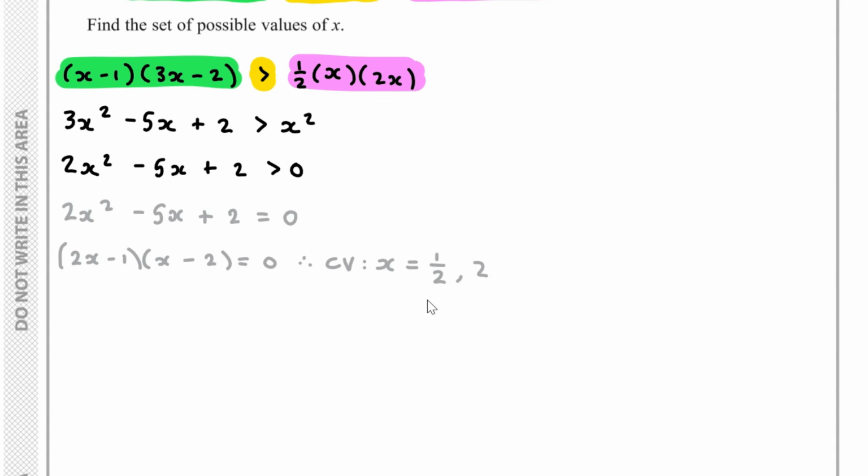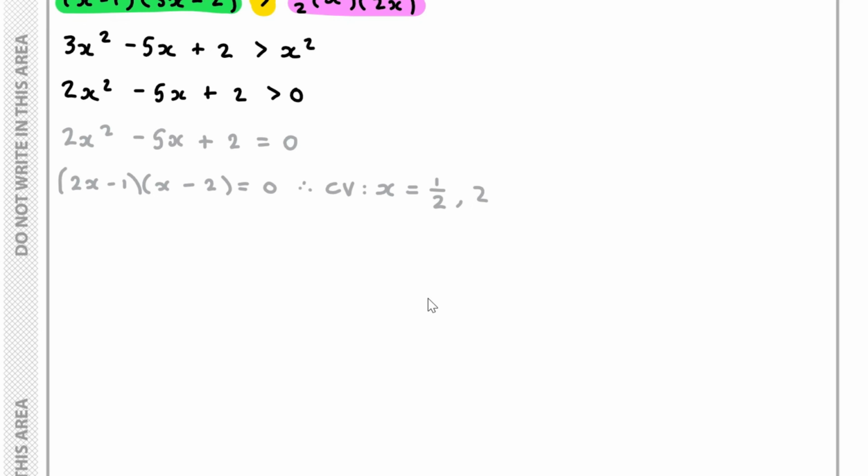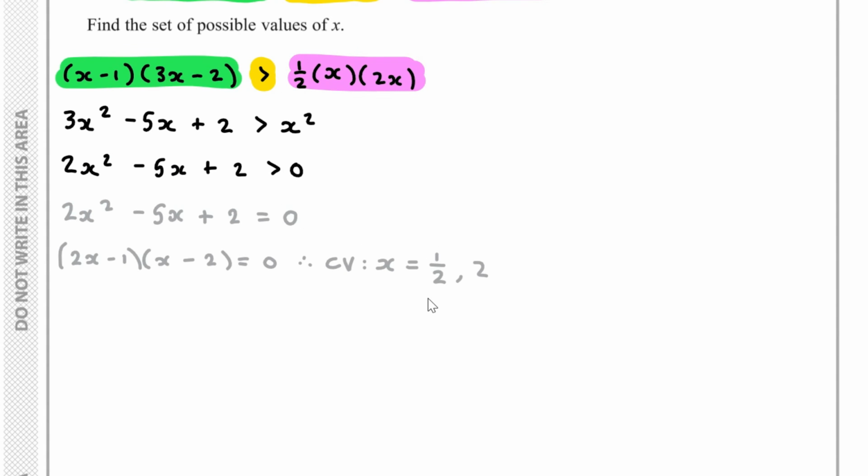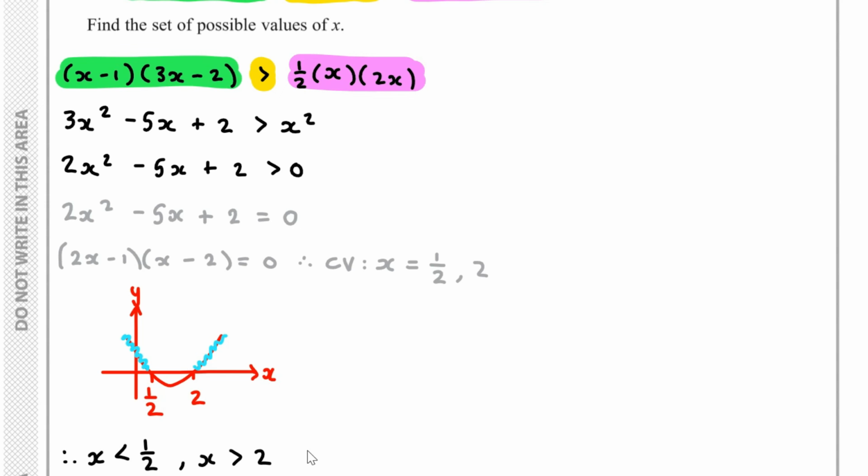So now we need to state the solutions to our inequality, and if we draw a quick graph to illustrate what we're finding, here is our graph. We've got the 1/2 here and the 2 over here. We've got y here and x here, and we're looking at where the graph is greater than 0. It's greater than 0 here and here. So therefore there's two solutions. We've got x is less than 1/2 and x is greater than 2.